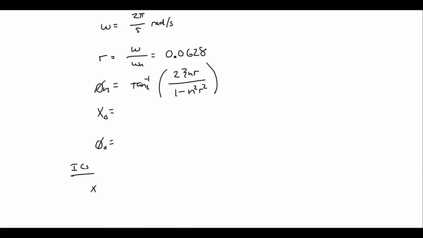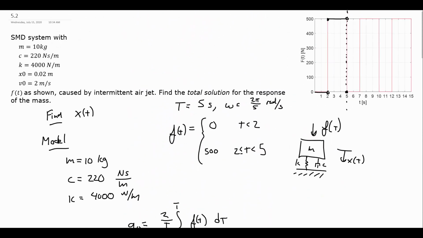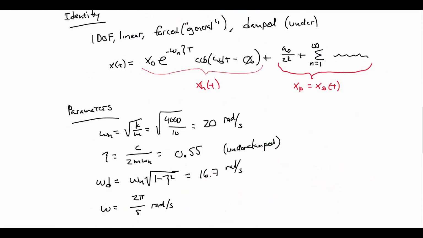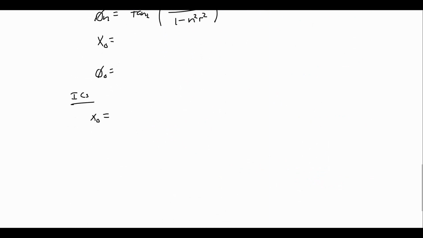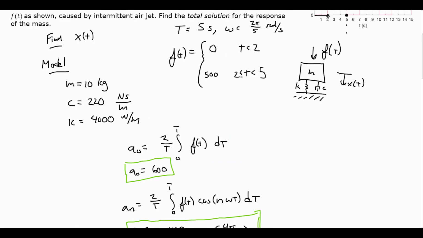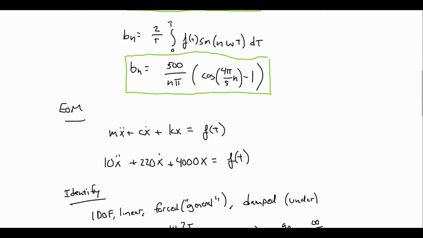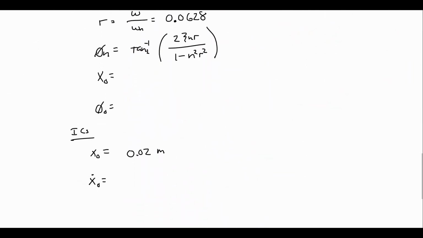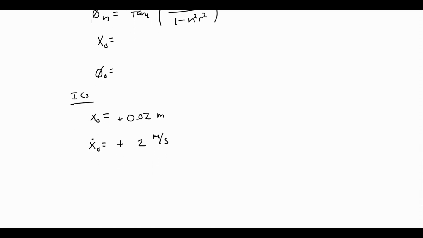Now in this one, we were just straight given them all the way back at the top. X naught is 0.02. And V naught, or x dot naught, this is in base units, so meters. And V naught is 2 meters per second. Both of these were given as positives. With the initial conditions, now we can go and solve for x naught and phi naught. But again, it's not going to be simple to do.